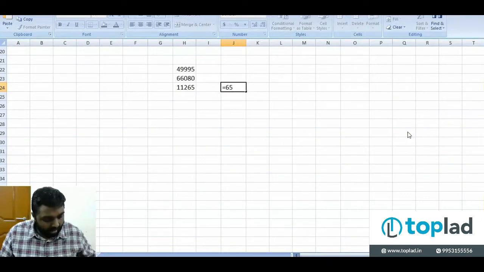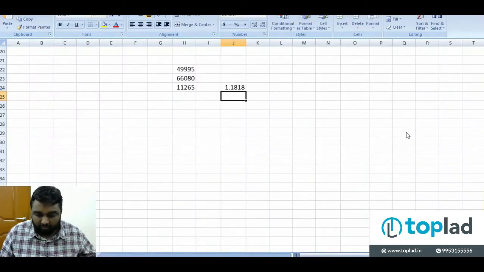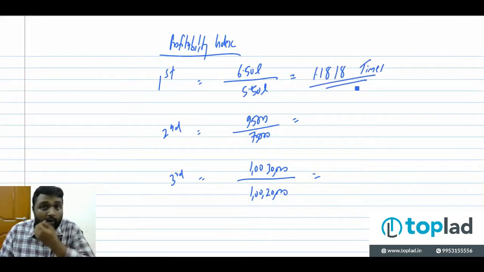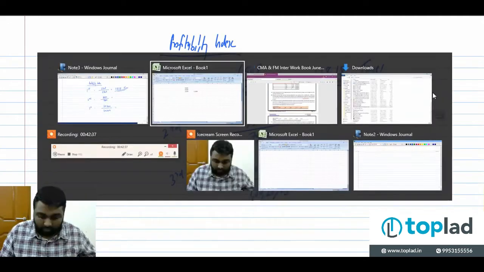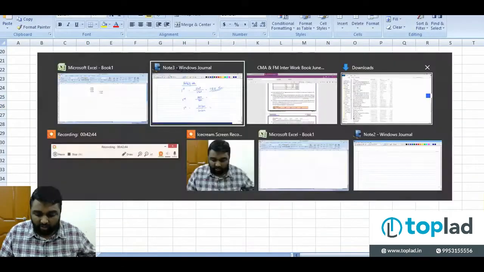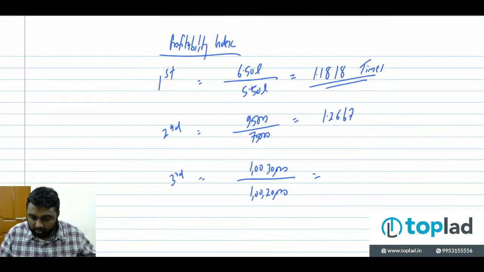So 6 lakh 50 divided by 5 lakh 50, 1.18 times. Next, 95,000 divided by 75,000, 1.2667 times.